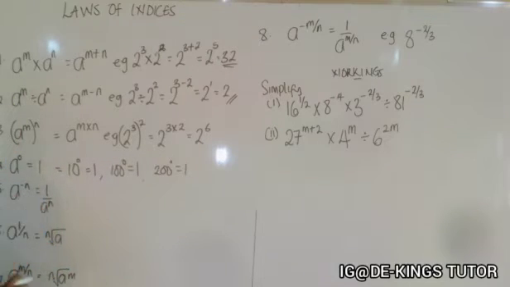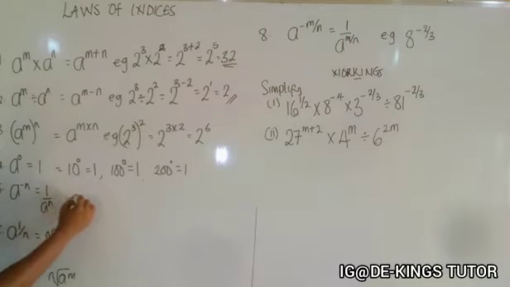Okay, the next one, the fifth one: a^(-n) = 1/a^n. What it means is that if you have an index that is negative, it equates to the reciprocal of the base and the index. That is, a^(-n) equals 1 over a^n.